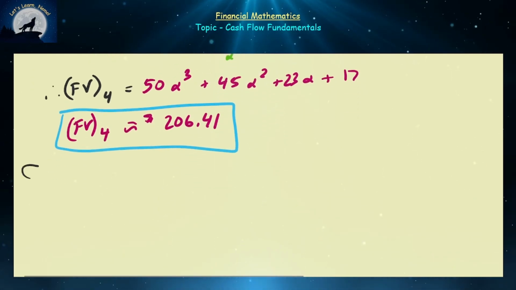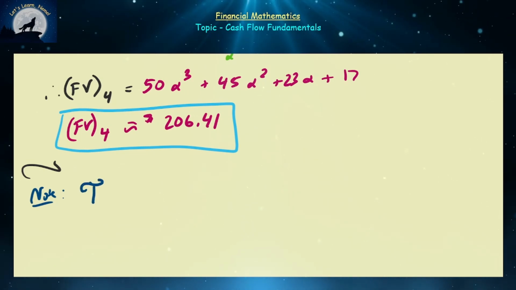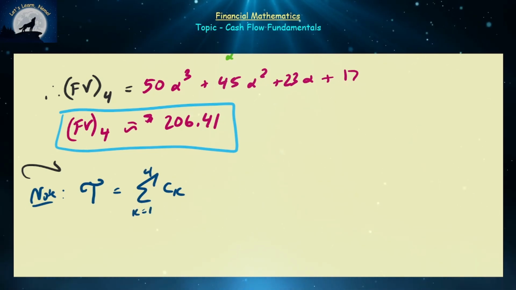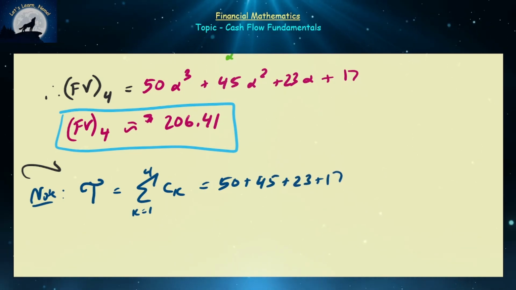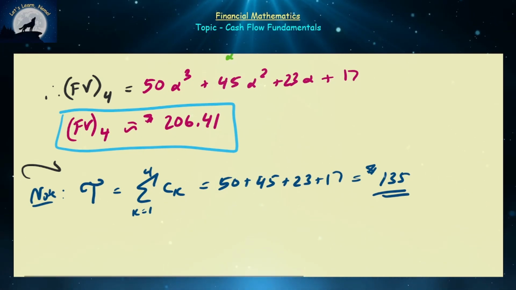Now, what I actually want to do is give some insight as to what we're calculating with these. So let's define capital, let's do it fancy, T. So T is going to be the total of our transactions, where k ranges from 1 to 4. If you add 50, 45, 23, and 17, you're going to come to $135, right? So the future value equals something more than our 135.